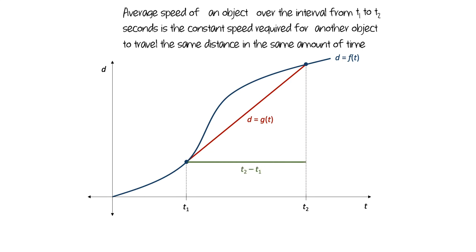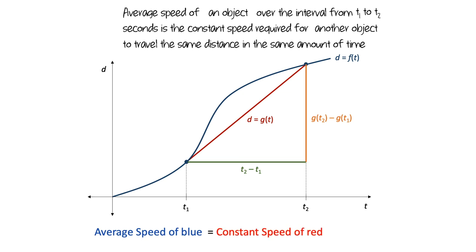Then, the amount of change in time is represented by the length of this green line, and the amount of change in distance is represented by the length of this orange line. The average speed of the blue object would be equal to the constant speed of the red object, which would be represented by the slope of this red line, and we can compute its speed by dividing the change in distance by the change in time.